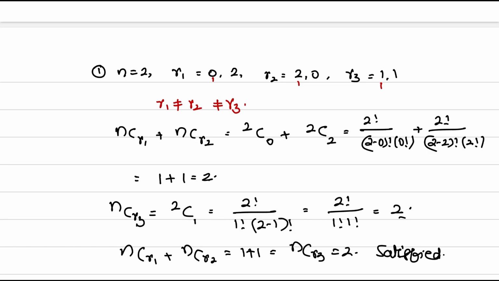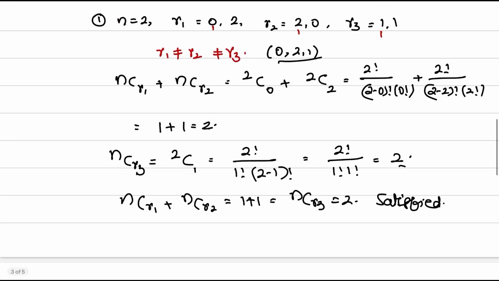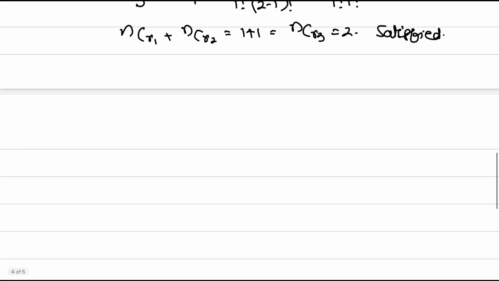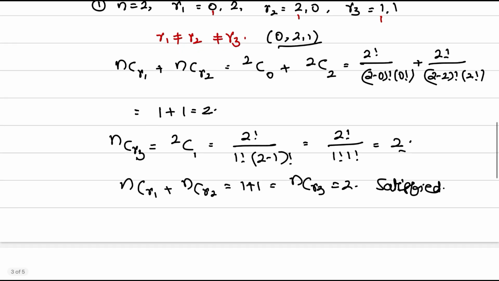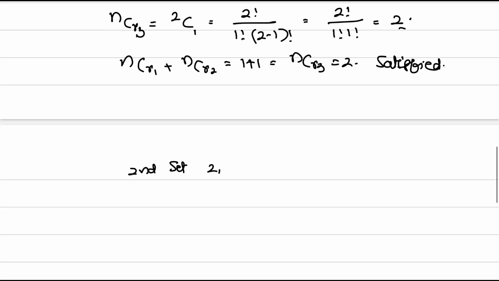For the first value, this is the first set of values: 0, 2, 1. Kindly check for the second set. In the same way, n is equal to 2. The second set of R1, R2, R3 will be 2, 0, 1. You have to understand the language also.